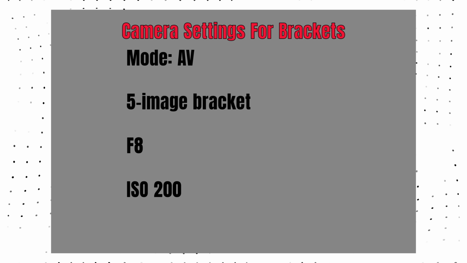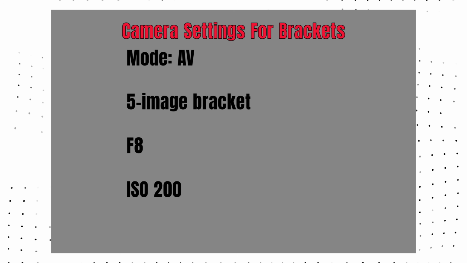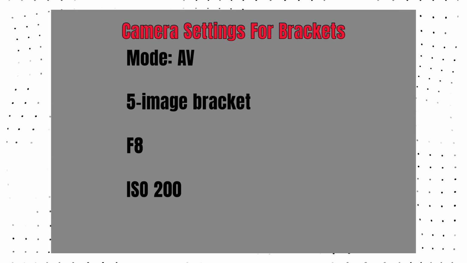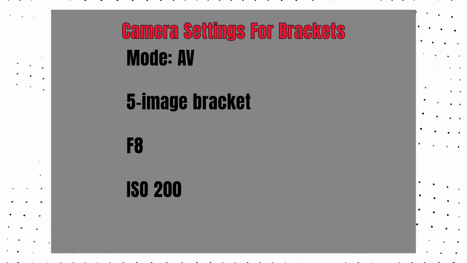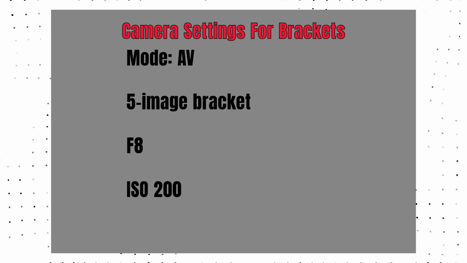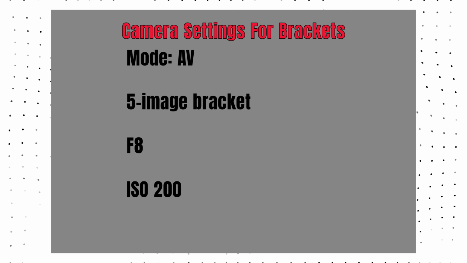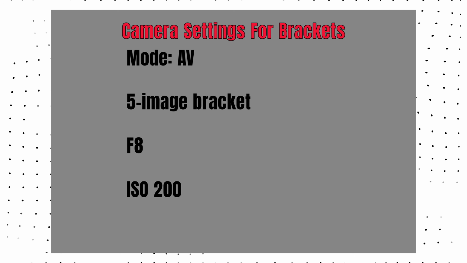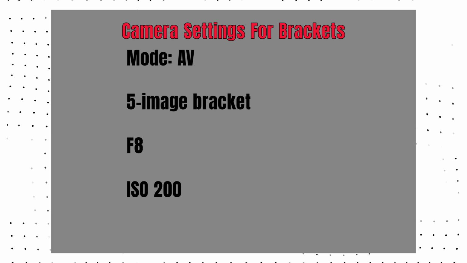Here are the settings that we use. We use, obviously, the AV mode. We set it to 5 image bracket. We shoot at f8, ISO 200. Those settings will get you a great bracket, and the images will be blended together into an awesome, well-exposed image of each room that you capture. That's the first step in taking great real estate photography photos.